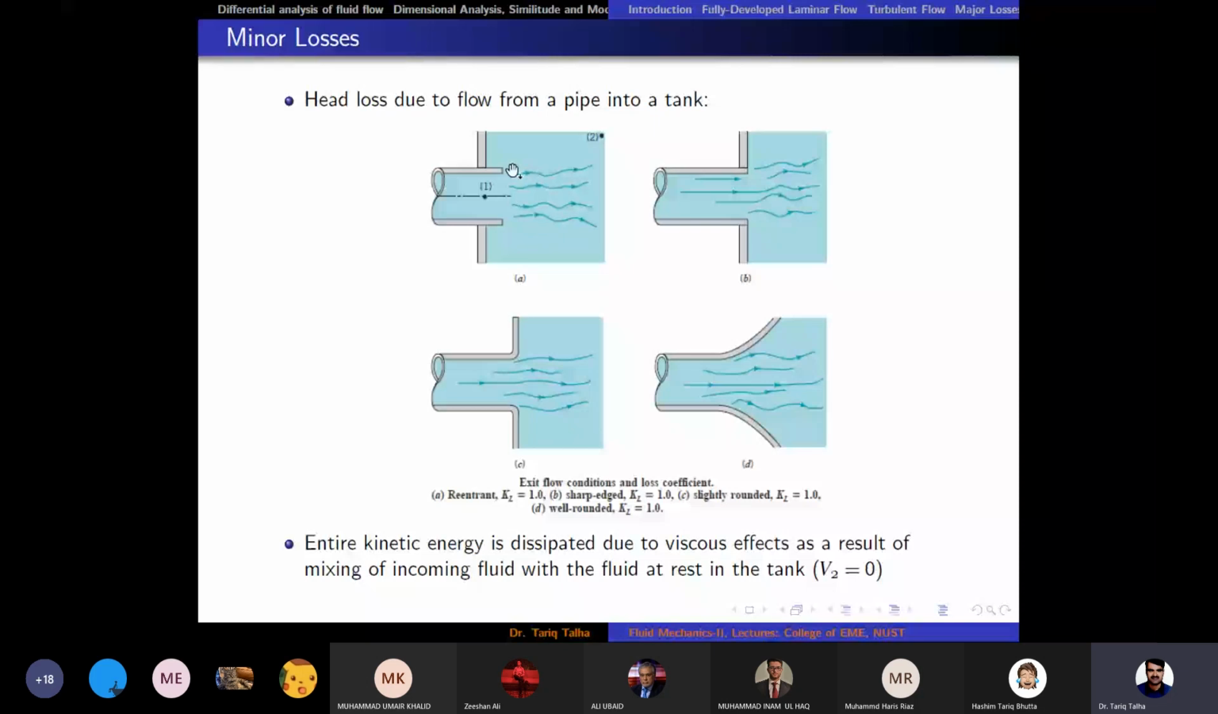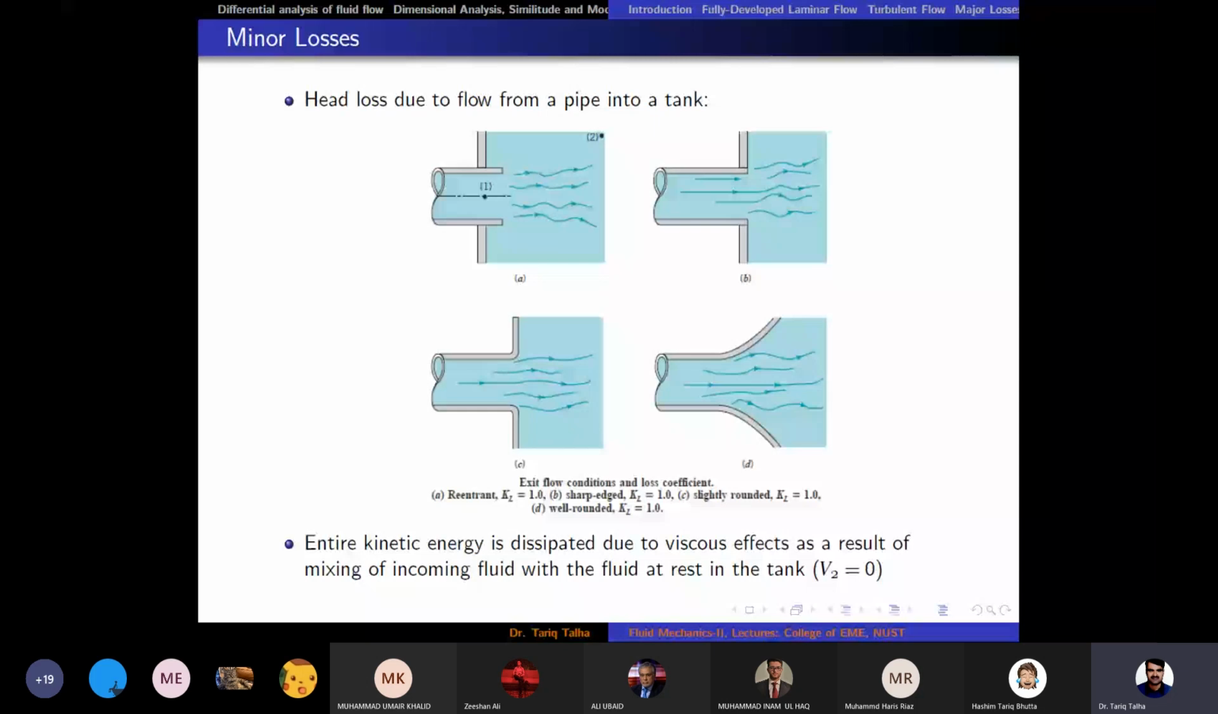So the KL value, for all the cases, is equal to 1, because all the velocity head has been changed into elevation head or hydrostatic pressure distribution, which you studied in chapter number 2. So the entire kinetic energy is dissipated due to viscous effect as a result of mixing of the incoming fluid with the fluid at rest in the tank, whose velocity is equal to 0. So KL when it comes into the tank would be equal to 1 for all the cases. Now these were the two discontinuities.